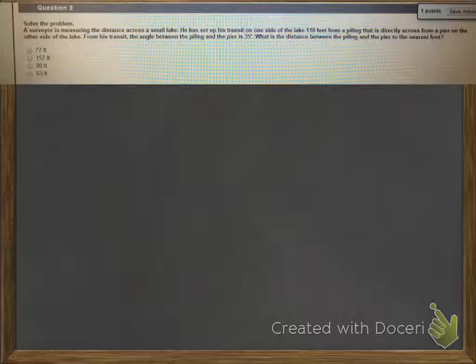From his transit, the angle between the piling and the pier is 35 degrees. We want to figure out the distance between the piling and the pier to the nearest foot. Okay, so you may have to read over that a couple of times and then try and draw a picture. Hopefully you pause, take a moment to draw the picture, because here it comes.